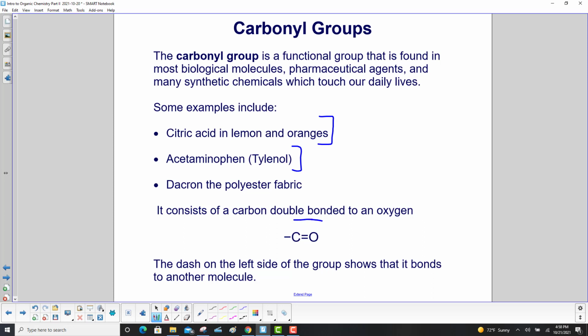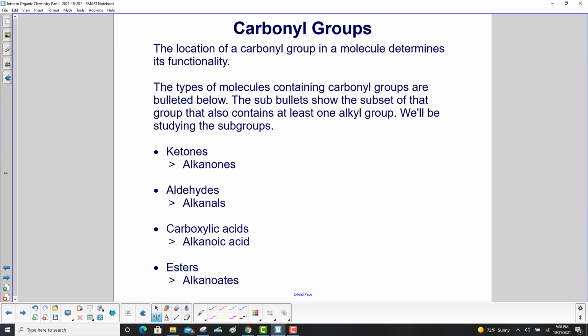acetaminophen, brand name Tylenol, Dacron, the polyester fabric. This one consists of a carbon double bonded, there's the double bond there, to an oxygen. The dash on the left side of the group shows that it bonds to another molecule. The location of a carbonyl group in a molecule determines its functionality. The types of molecules containing carbonyl groups are bulleted below.